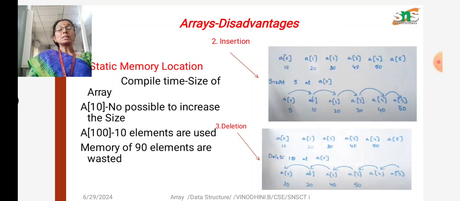Next, what are the disadvantages of an array? One is that it is a static memory allocation. We fix the size of an array at compile time itself. For example, with A of 10, it is not possible to increase the size. Suppose we fix A of 100 and our elements are only 10, then memory space for 90 elements is wasted.